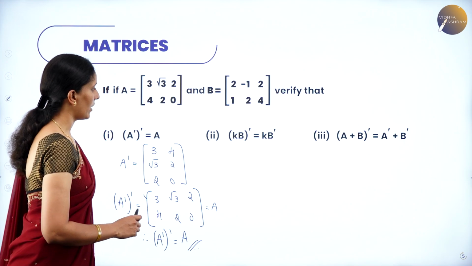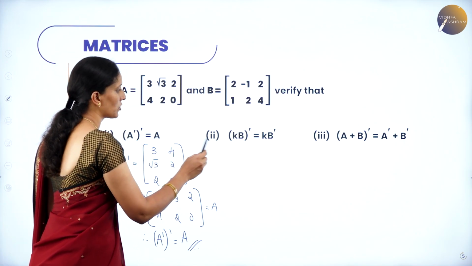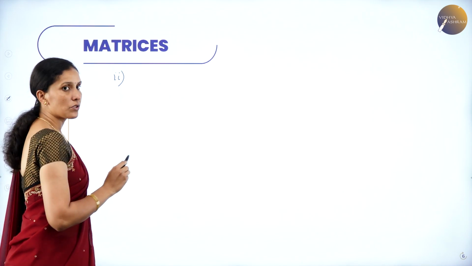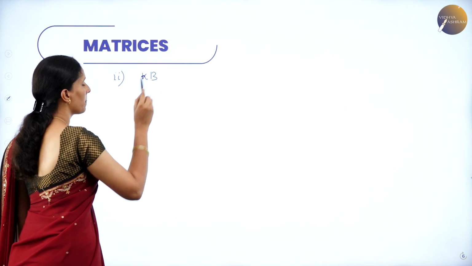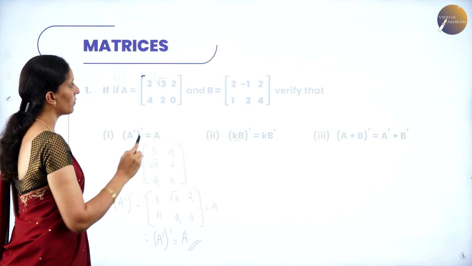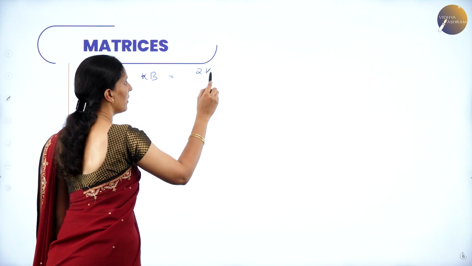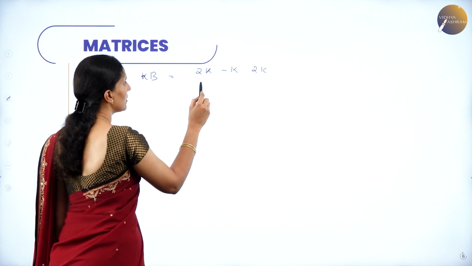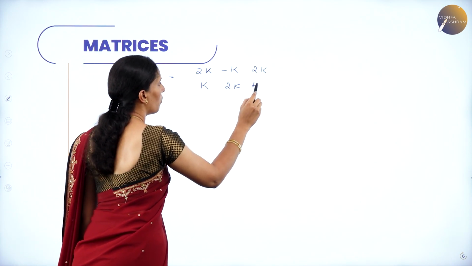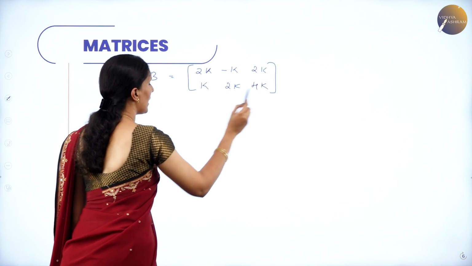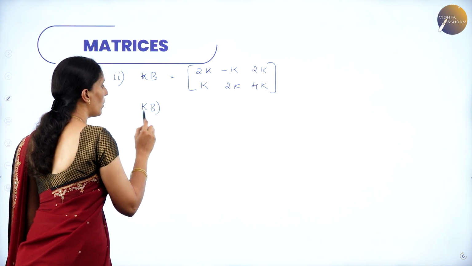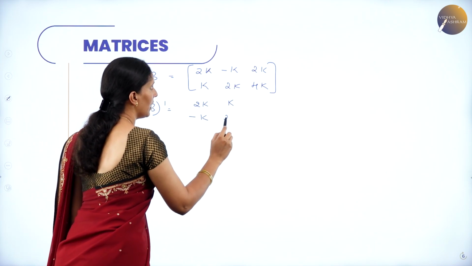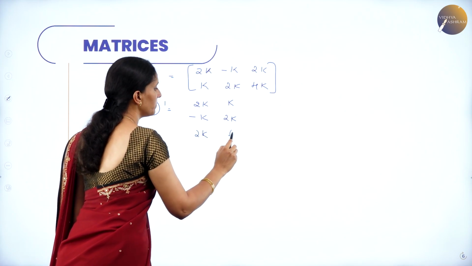Now let's see the second one. We need KB whole dash. So first let us multiply KB. So KB means what happens here? KB is 2 minus 1, 2, that is 2K, minus K, 2K. Next we have 1, 2, 4, that is K, 2K, 4K. So this is KB. Now let's take KB whole dash. Then it becomes 2K, K, minus K, 2K, 2K, 4K.